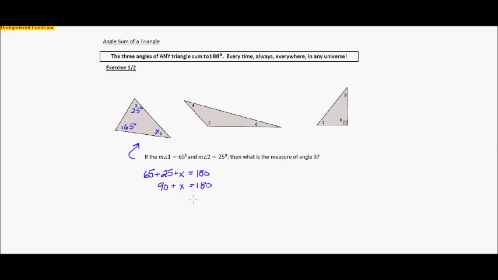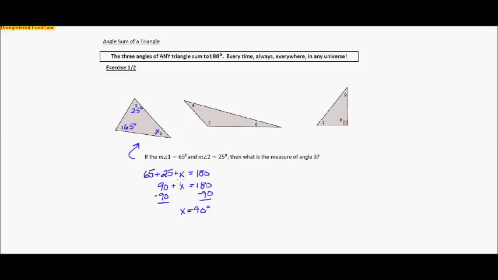We've done this before where we've solved for x in an equation, and we simply take away 90 from both sides of the equation. And I get x equals 90 degrees. Now obviously this picture was not drawn very accurately, because 90 degrees certainly does not look like that. So we have to disregard our picture here. That wasn't drawn very well.